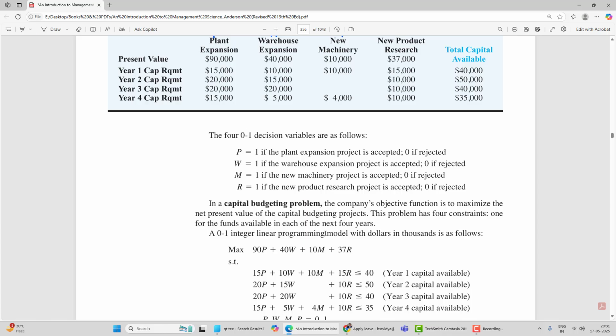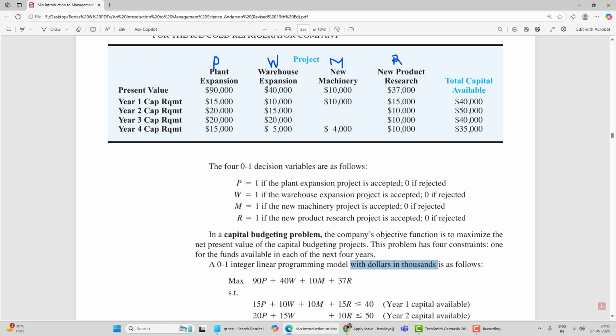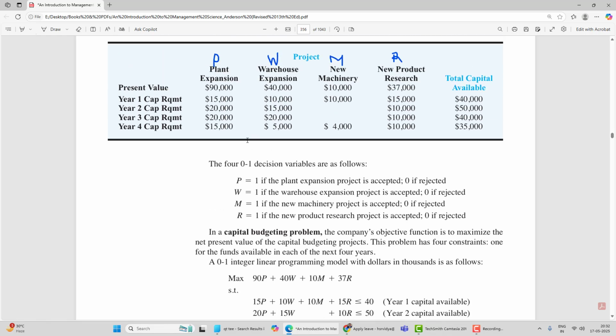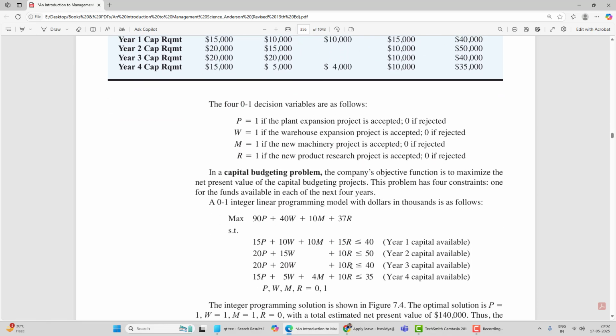So right now all the values will be in $1,000. So 90 times P plus 40 times W plus 10 times M plus 37 times R will be the present value for the entire proposal, right? And obviously if P becomes 0, then that particular project's present value will be 0. If P is 1, then that particular project value will be that particular value. So we are going to use these variables everywhere in all the equations.